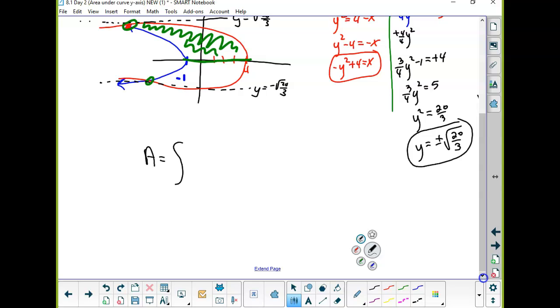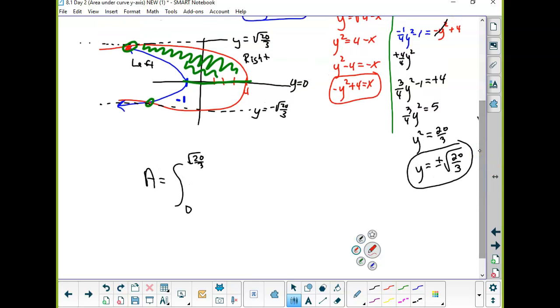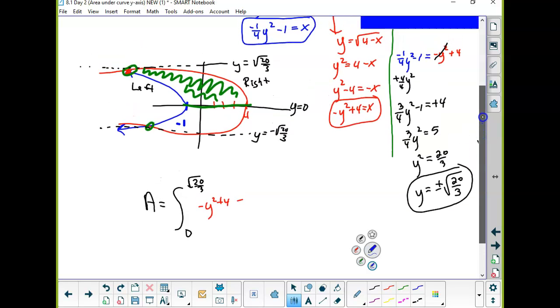So look at the area. The area is going to go from the y-axis, which is 0, to the upper bound of y, which we just found as the square root of 20/3. And then it's the most right function minus the most left. So then I just have to look and see, well, what was the most right? It was the red one. And then we're going to subtract the left one, which was the blue equation.